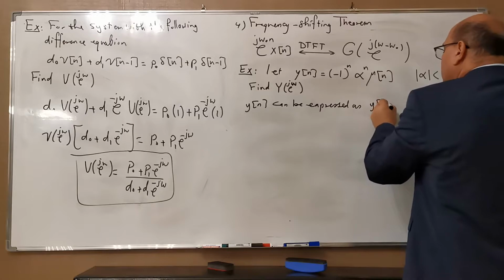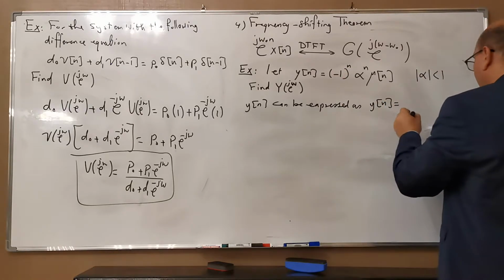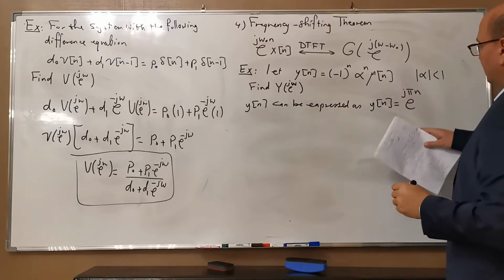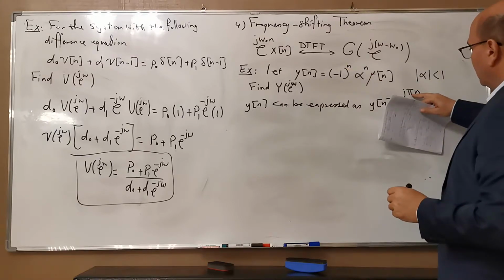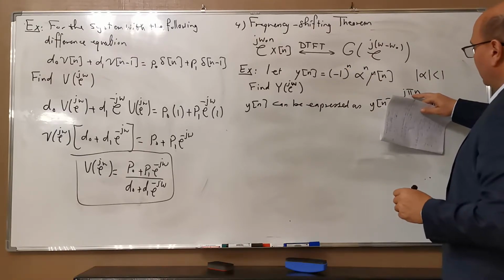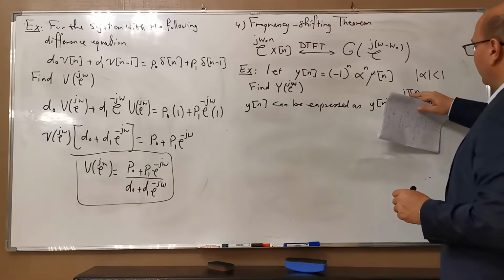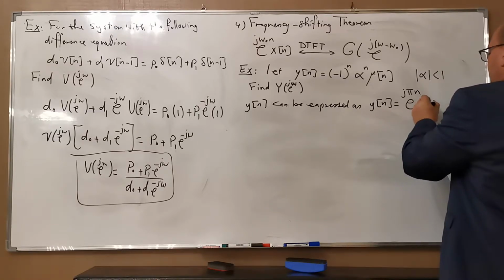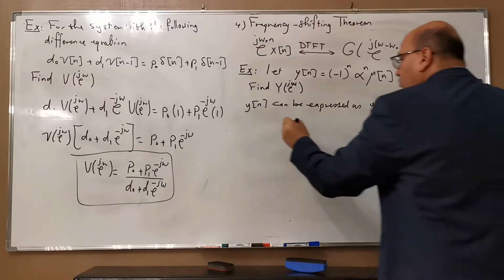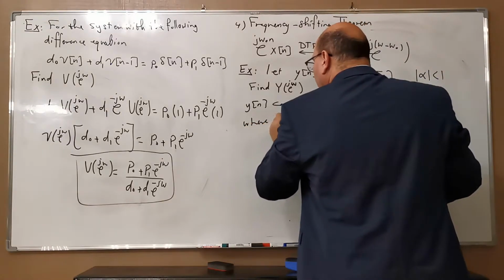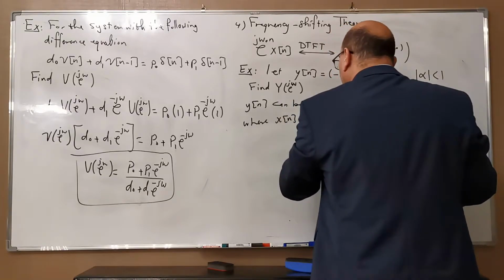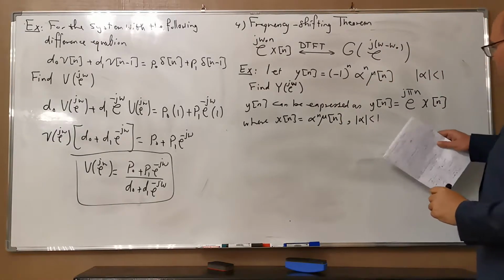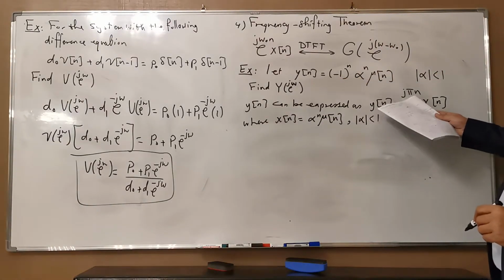y of n equals minus 1 to the power n. We can look at it as e to the j pi n. E to the j pi n is the same as minus 1 to the power n. For odd values of n, this is minus 1. For even values of n, this is equal to 1. So this is times x of n, where x of n is equal to alpha to the n, mu of n, and the magnitude of alpha is less than 1. So we represented y of n with e to the j pi n.